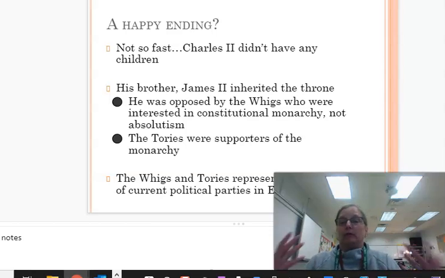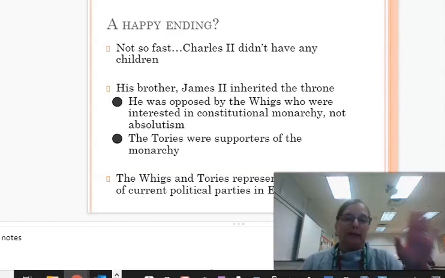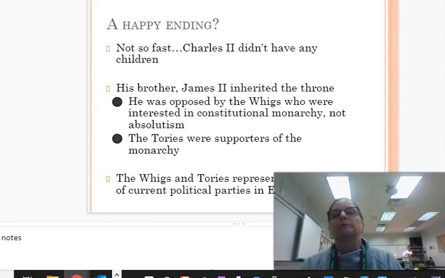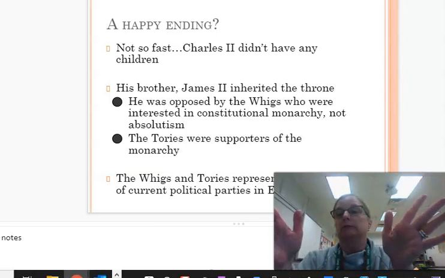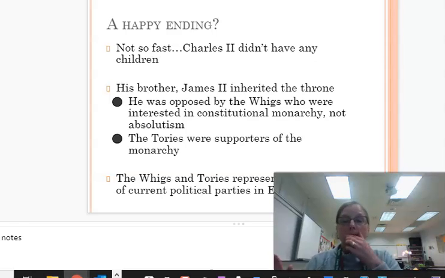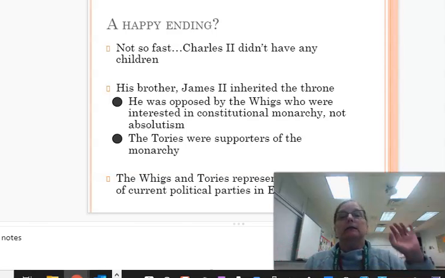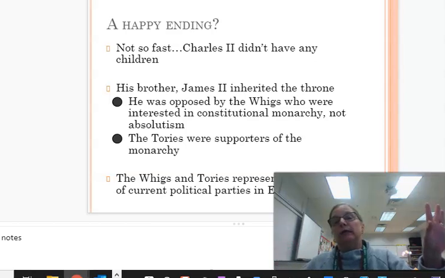So, your Restoration, Charles II, no children. Well, he has children, but no legitimate children. So James II is next up. Problem, James II is Catholic. The English do not want a Catholic leader. They have had a Catholic king. They don't want a Catholic king. James II, though, has a Protestant daughter, Mary. So the idea is we'll skip James and we'll do Mary.